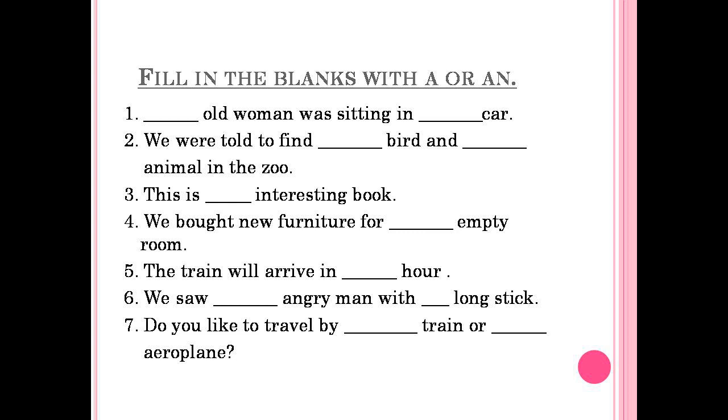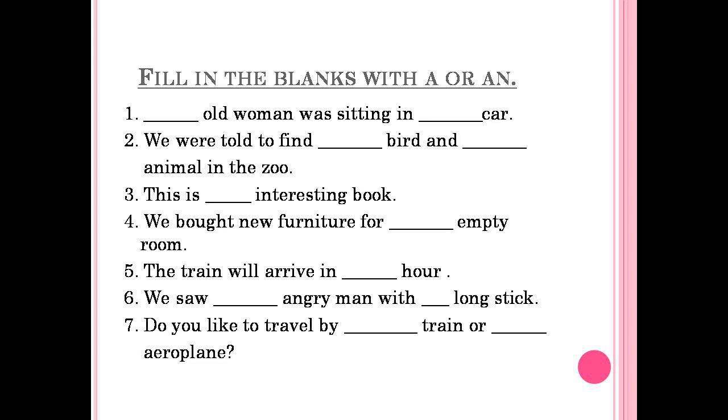Number 6. We saw dash angry man with dash long stick. Angry is a vowel sound, so an before it, and long stick, L is a consonant sound, so a before it. We saw an angry man with a long stick.